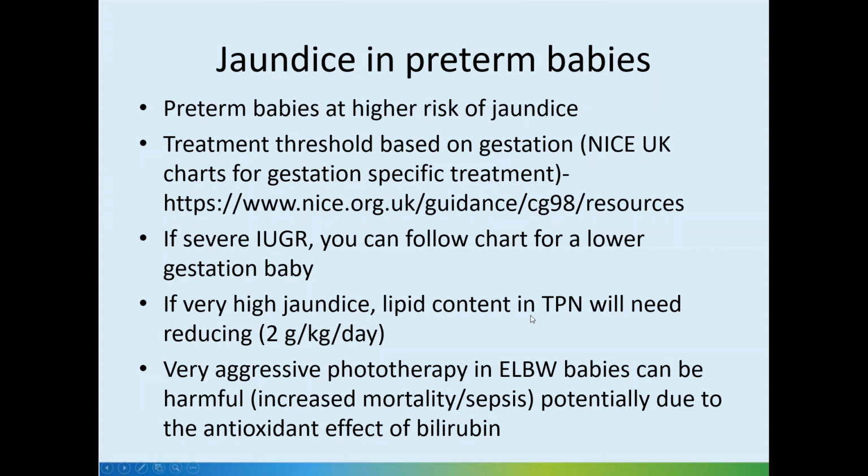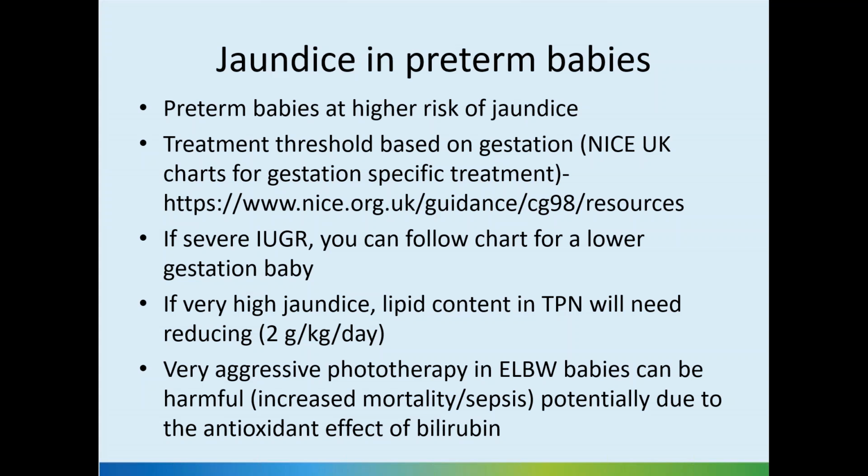If there is a very high level of jaundice, the lipid content in the TPN will need reducing to 2 grams per kilo per day till the jaundice starts to improve. However, this should be a transient response, and we should remember that lipid is important for nutrition, so don't keep it low for a long time. Very aggressive phototherapy in the extreme low birth weight babies can be harmful, and some studies have shown increased mortality, possibly due to increased risk of infection.